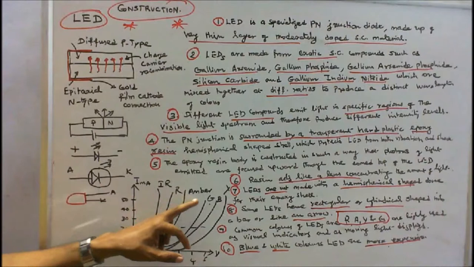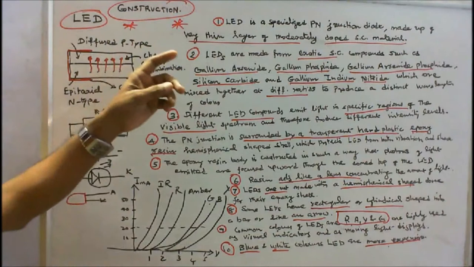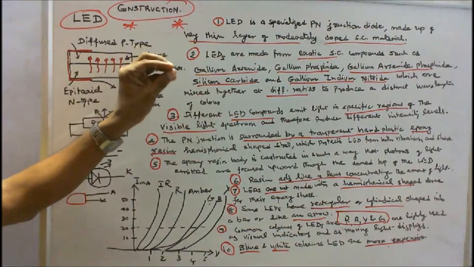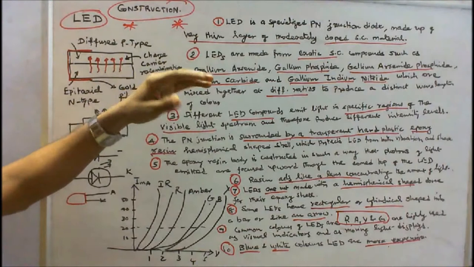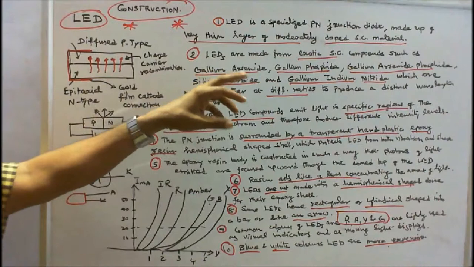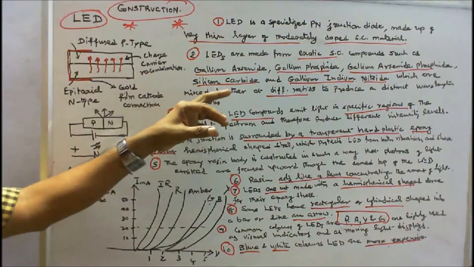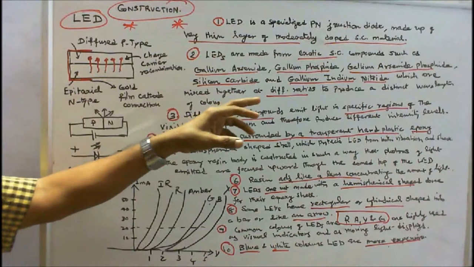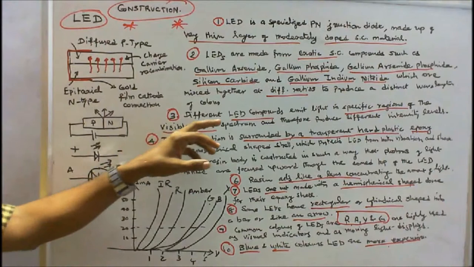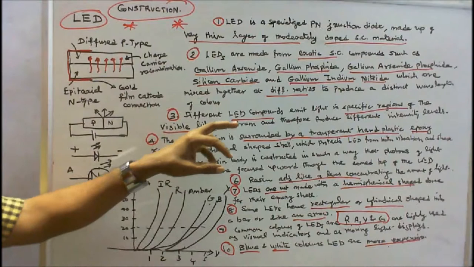An LED is a specialized PN junction diode made up of a very thin layer of moderately doped semiconductor material. LEDs are made from exotic semiconductor compounds such as gallium arsenide, gallium phosphide, gallium arsenide phosphide, silicon carbide and gallium indium nitride, which are mixed together at different ratios to produce distinct wavelengths of colors. Different LED compounds emit light in specific regions of the visible light spectrum and therefore produce different intensity levels.